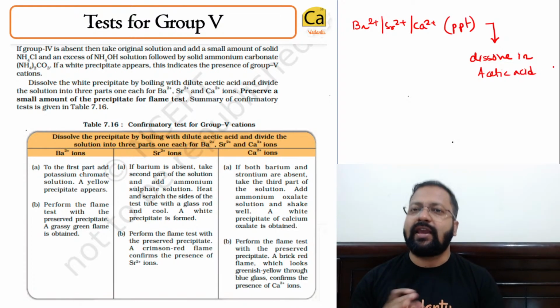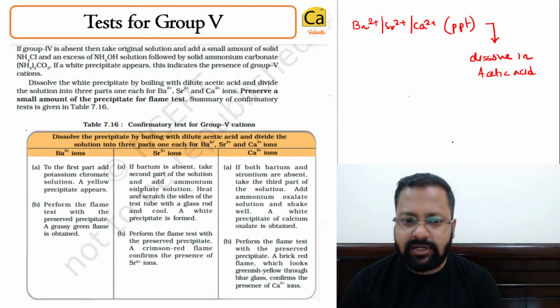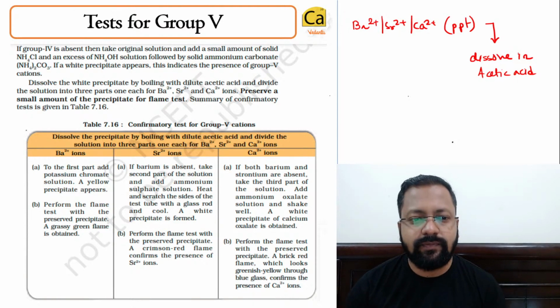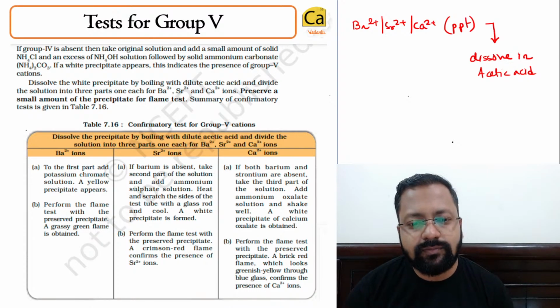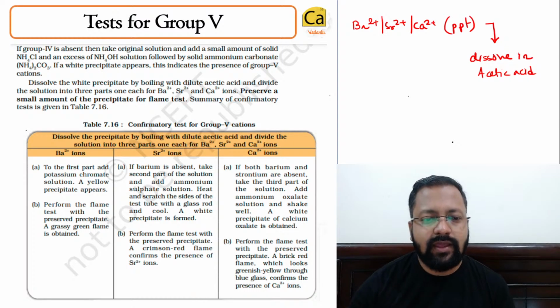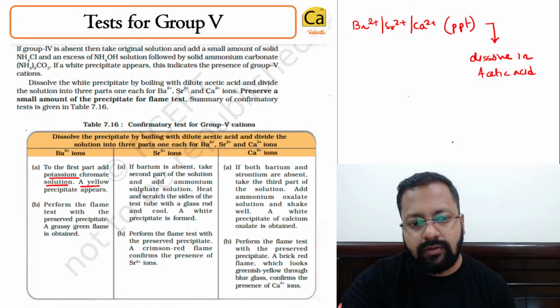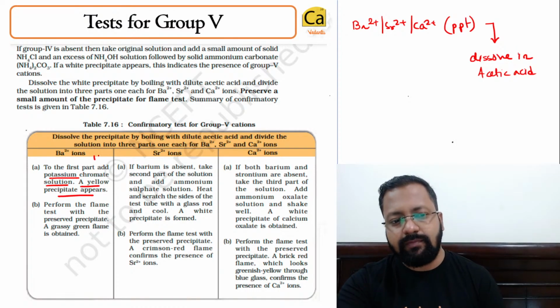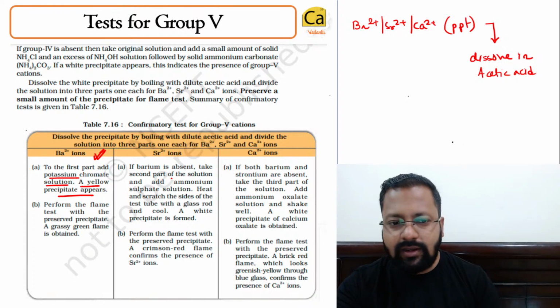Dissolve it in acetic acid. Once you have dissolved it in acetic acid, you separate it into 3 parts. In one part, you add potassium chromate. If you get a yellow precipitate, that means there is barium. Flame test you have already done.